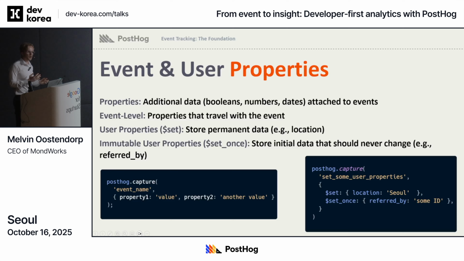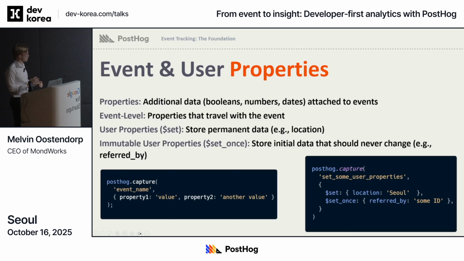There are also different kinds of properties. On the left you have the normal ones, which you can just fill in yourself. But PostHog also knows some $set and $set_once ones. The $set, for example, is something that goes straight to the user property. So when you log in to the interface, you can set location as Seoul, or whatever the last location the user logged in from. Then there's $set_once. It means immutable: it can only be written once. This is, for example, a referral ID when you sign up.